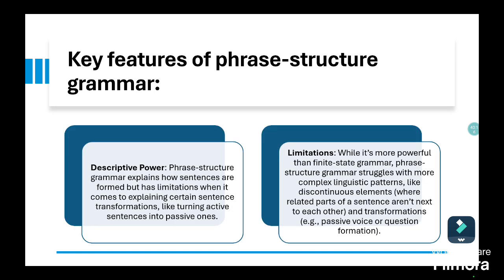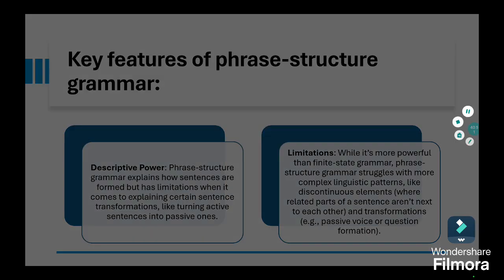Next is the descriptive power. Phrase structure grammar explains how sentences are formed but has limitations when it comes to explaining certain sentence transformations, like turning active sentences into passive ones. Limitation: while it's more powerful than finite state grammar, phrase structure grammar struggles with more complex linguistic patterns, like discontinuous elements, where related parts of a sentence aren't next to each other, and transformations, for example, passive voice or question formation.